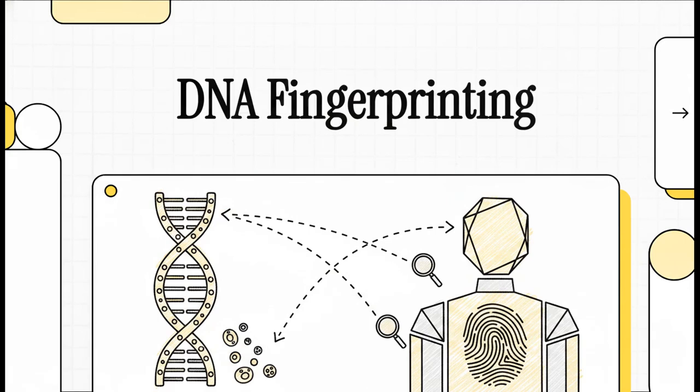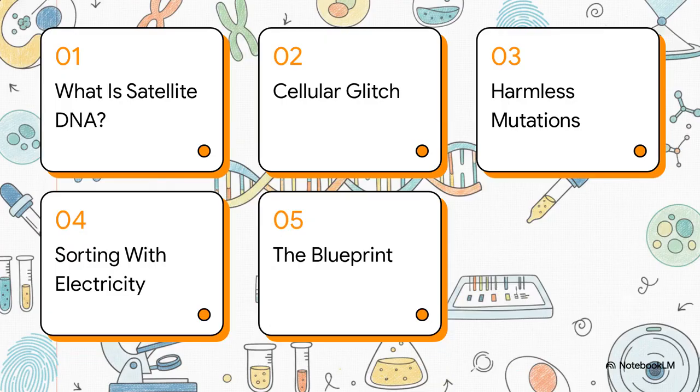Okay, let's dive right into this explainer. Today, we're going to discover how a microscopic cellular copying glitch scales all the way up to become the absolute ultimate forensic tool for human identification. It's essentially a biological detective story, and it's happening inside your cells right now.